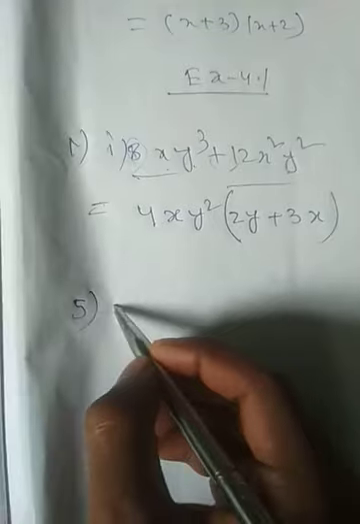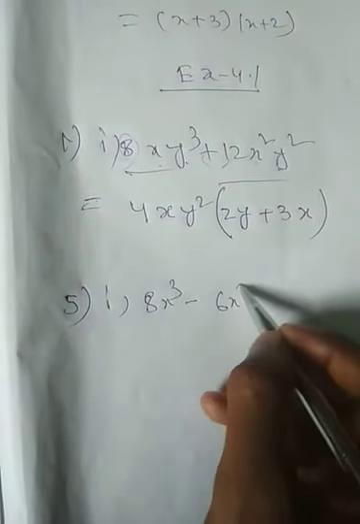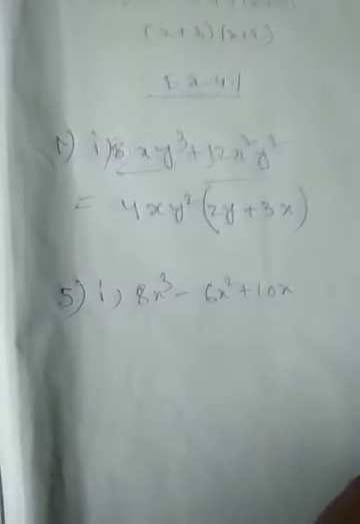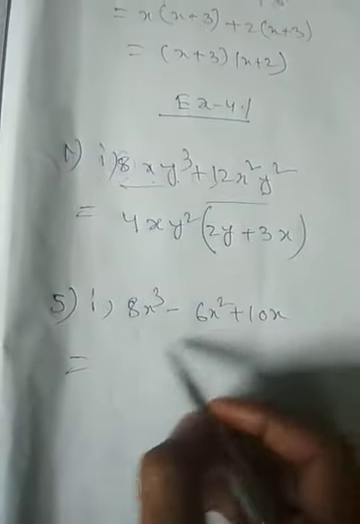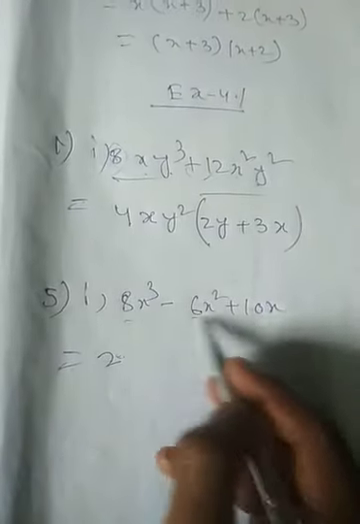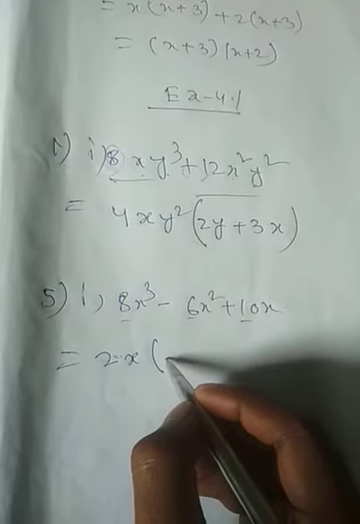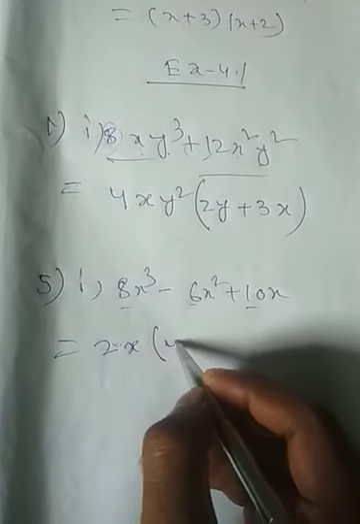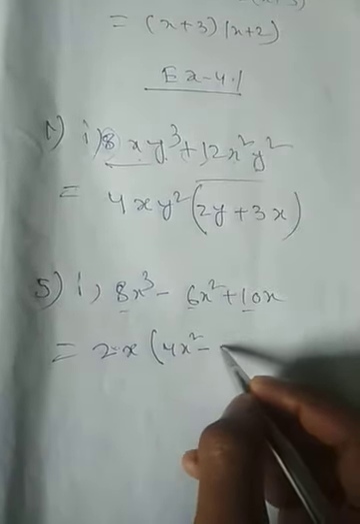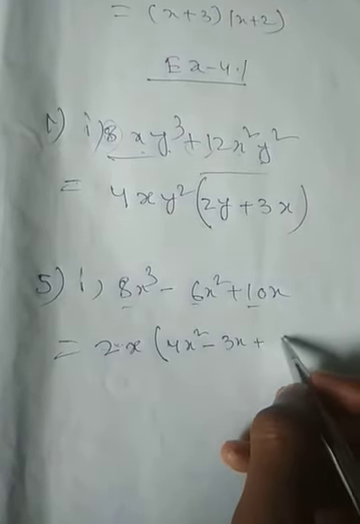Like math number 5, it is given 8x cube minus 6x square plus 10x. What is common there? 2 is common between 8, 6, 10, and also x is common. So what is left there? 4x square minus 3x plus 5.